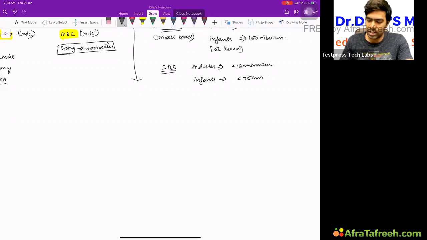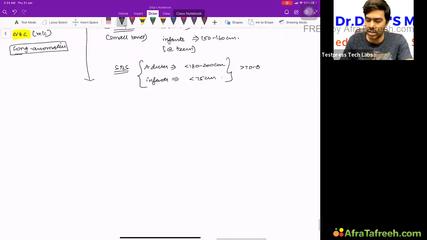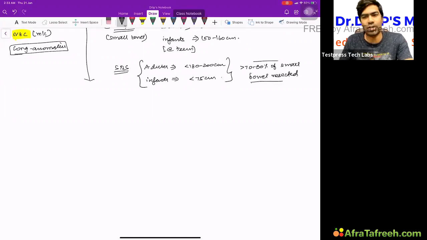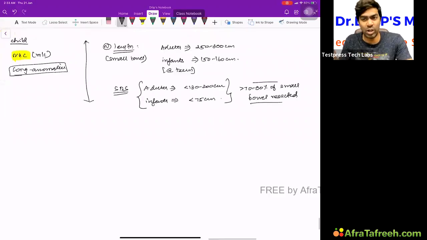Or, whether adults or infants, if more than 70 to 80% of the small bowel is resected. So there are multiple definitions, but it's more of an understanding scenario. It's not based on a strict definition. I'm telling you this just to give a number, but it's more of an understanding thing. Visibly, if you resect a lot of bowel, the patient is going to end up in complications. But normal length, just numbers wise, adults 250 to 800 centimeter.